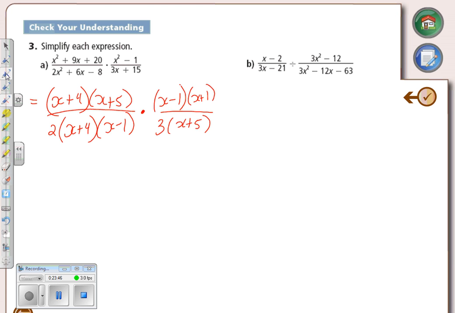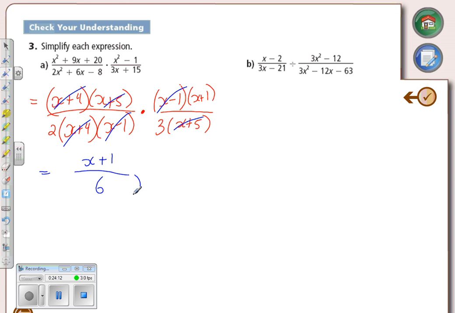And now the fun begins. We get to cancel these ones and it feels great. So we look at x plus 4, bye-bye, baby. X plus 3, or sorry, x plus 5 gone. X minus 1 gone. Whole package or nothing at all. And what do we get left with? Numerator is just x plus 1. Denominator is just a 2 times a 3, so 6.